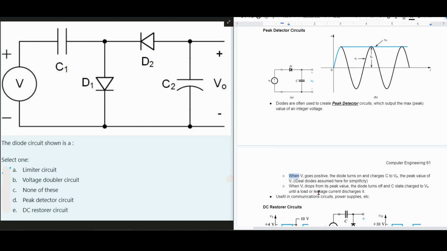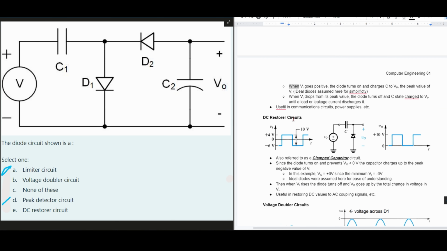When VI drops from its peak value, the diode turns off and C stays charged to VP until a load or leakage current discharges it. This is useful in communication circuits, power supplies, etc. However, even though we have a capacitor here and two diodes, we can see that this is not going to be a peak detector circuit. So this can be crossed off as well. It's neither a limiter circuit nor a peak detector circuit.